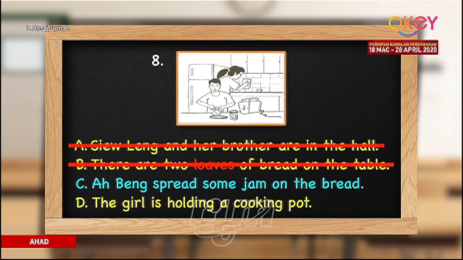D. The girl is holding a cooking pot. A cooking pot is a round utensil used to cook food. In the picture, the girl is holding a water heater or a kettle, so D cannot be the answer. So we are left with the answer C. Abang spread some jam on the bread.